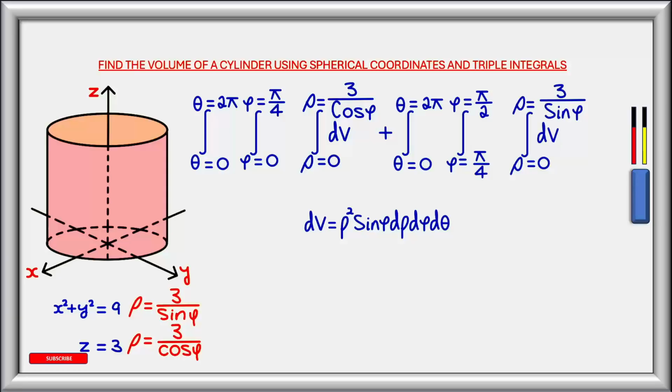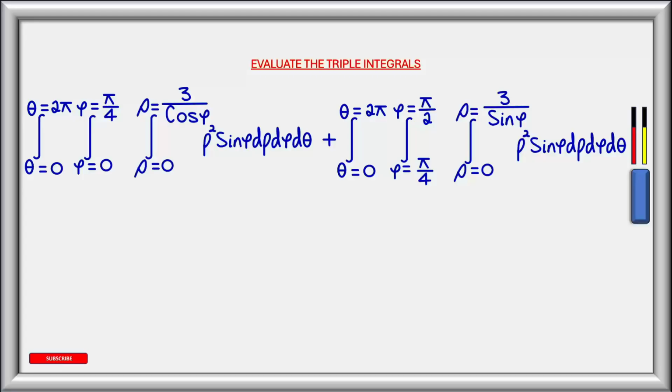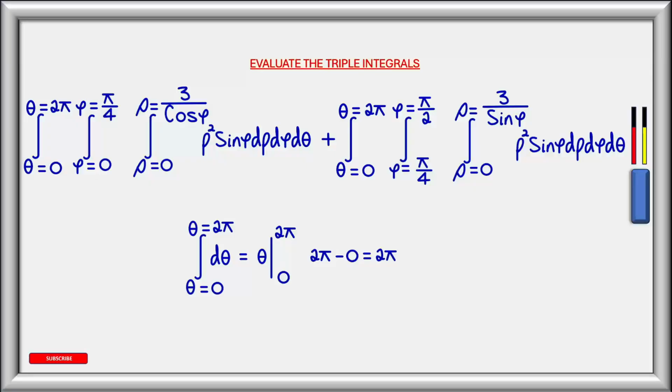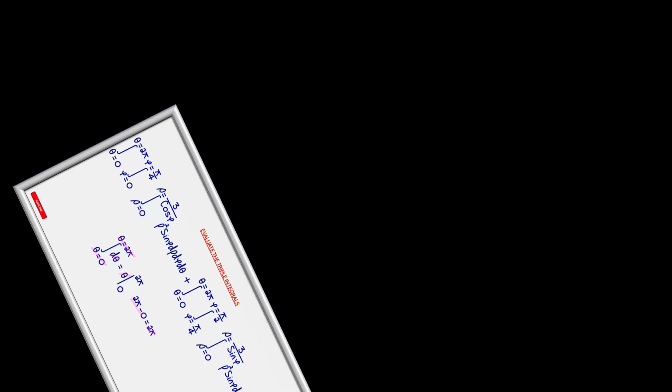So we now have our triple integral, where we're integrating rho squared sine phi d rho d phi d theta. Let's now begin the evaluation process. To simplify the process, let's work on the outer integrals first, as these are the same for both triple integrals. So we want to integrate from theta equals 0 to theta equals 2 pi d theta. Using the power rule, this evaluates to theta, and plugging in the limits of integration, we have 2 pi minus 0, which equals 2 pi.